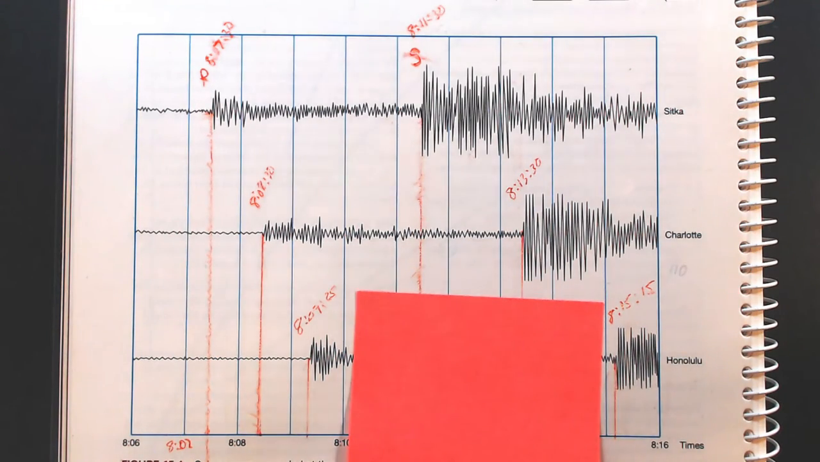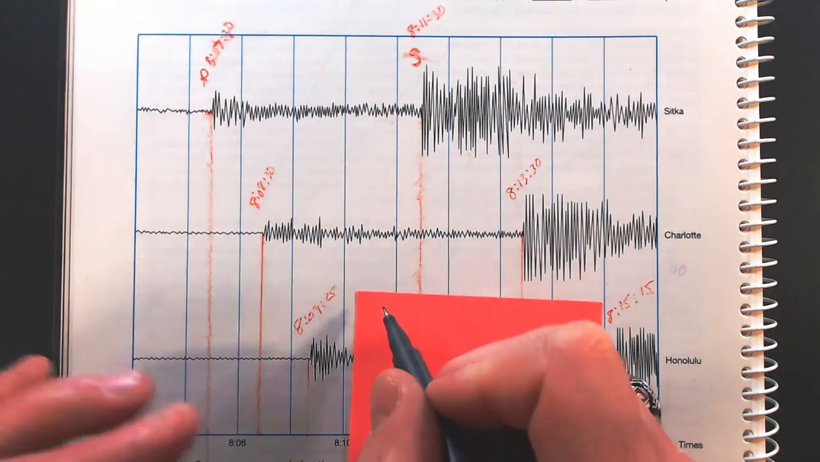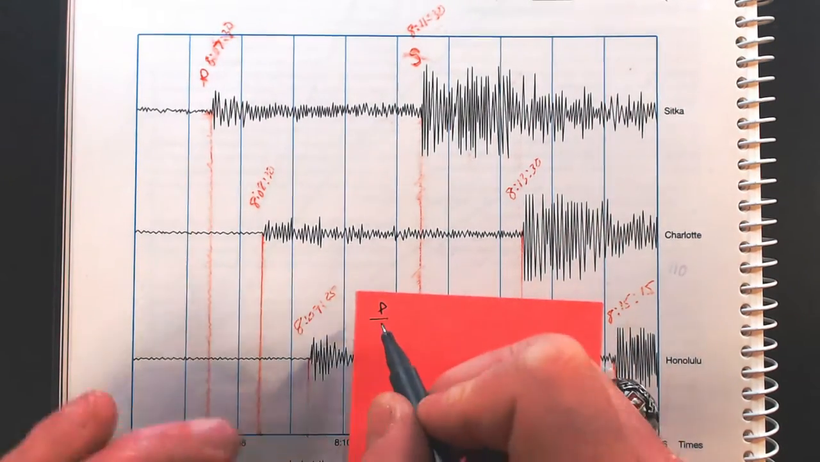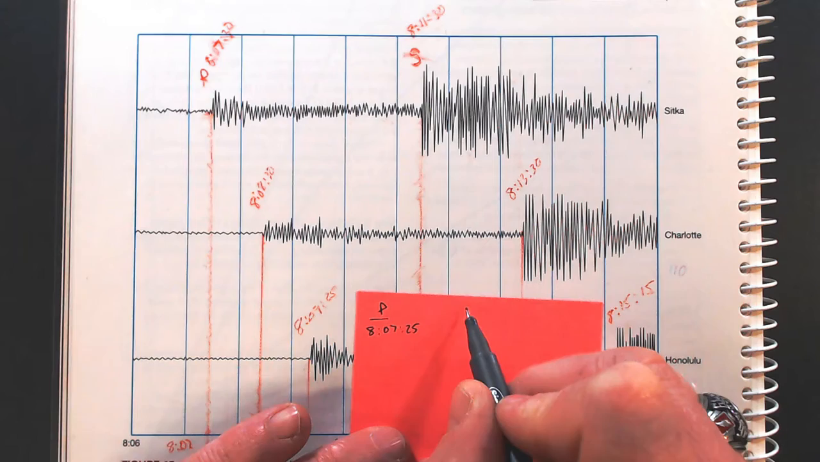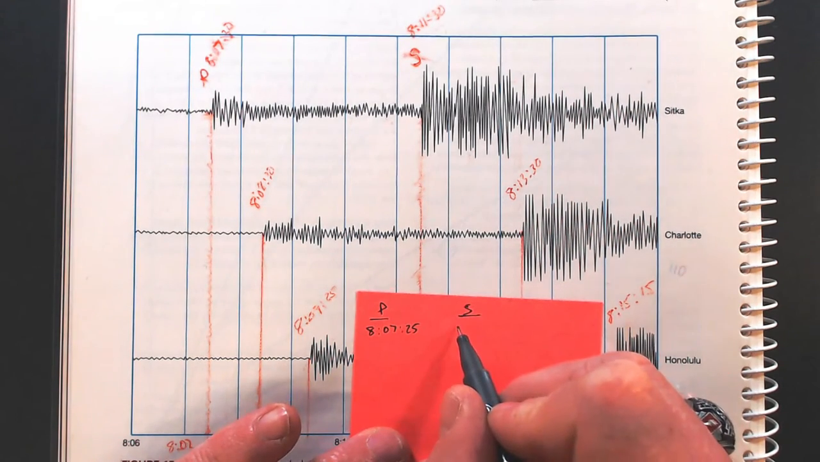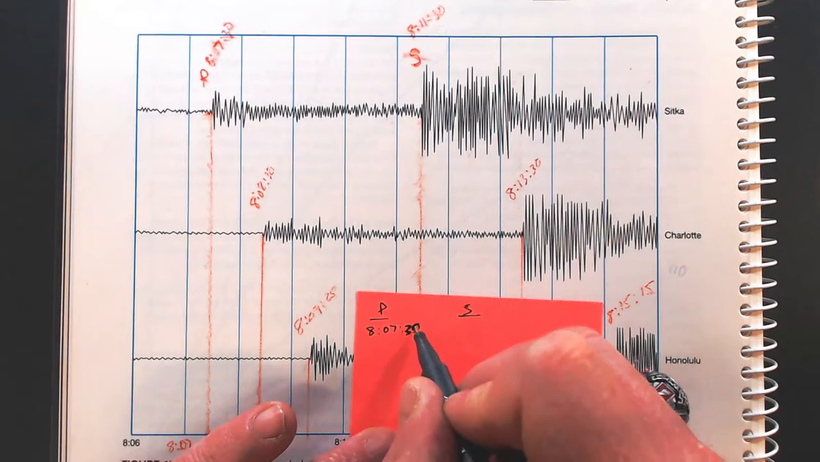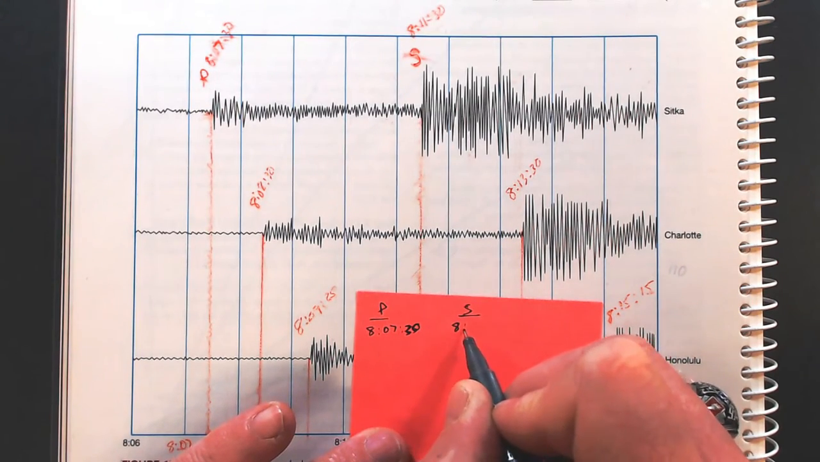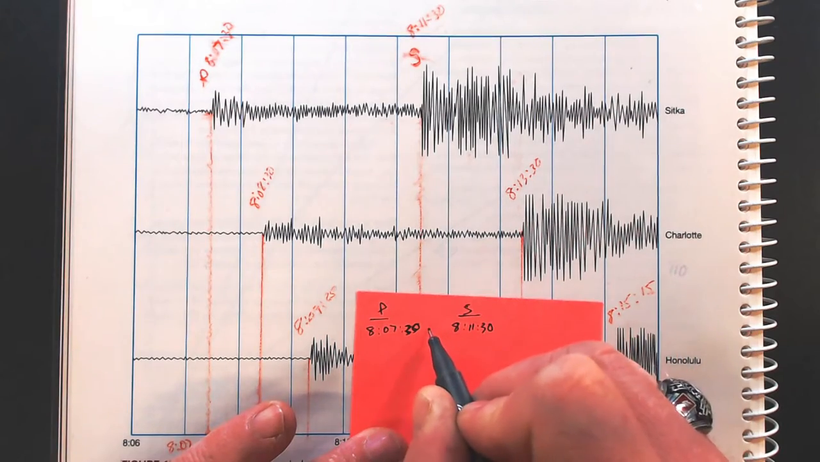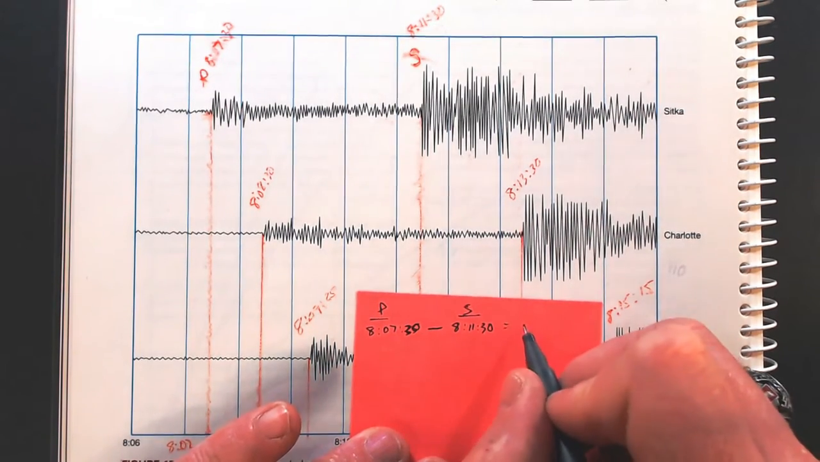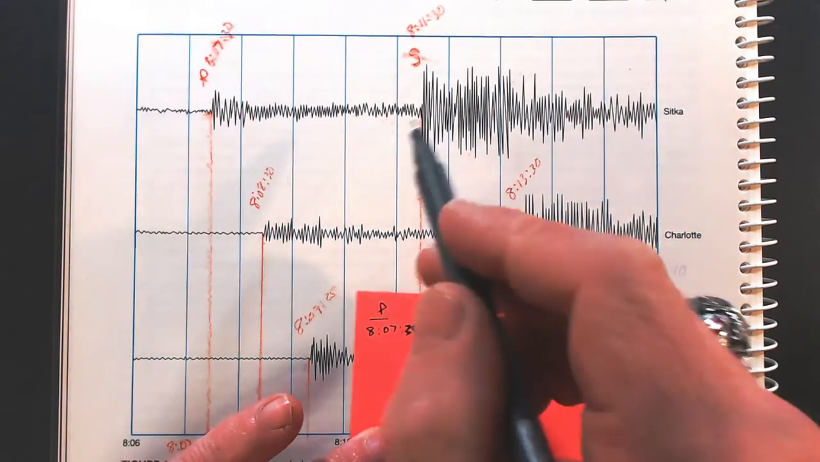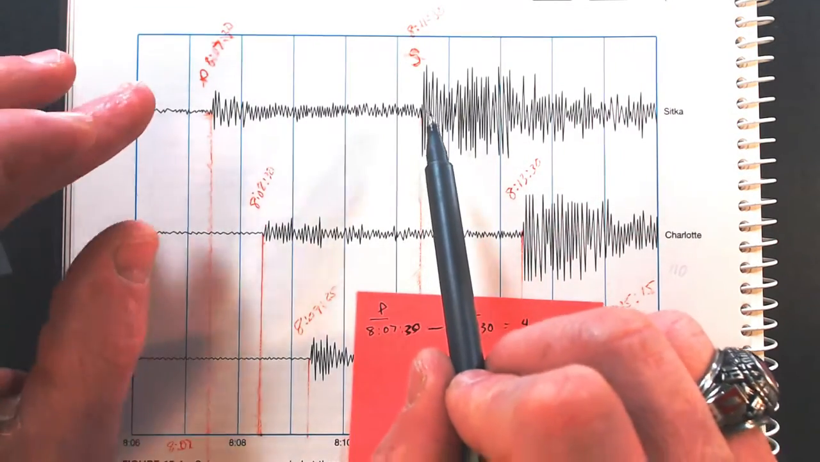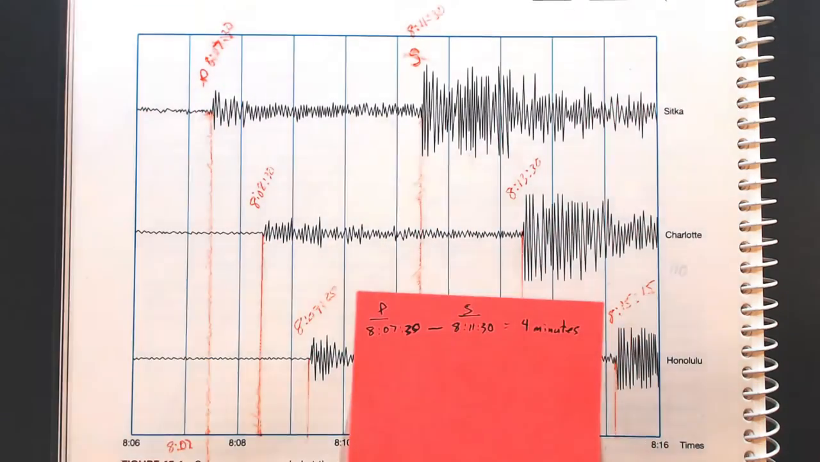So we're going to say that this first one started, the P wave was at 8:07:25, and the S wave was at, oh wait, we said 30, 8:11:30, and if we subtract the difference between the two, we are going to get 4 minutes. So there's a 4-minute space in time between the two waves. That would be Sitka, so Sitka is 4 minutes.